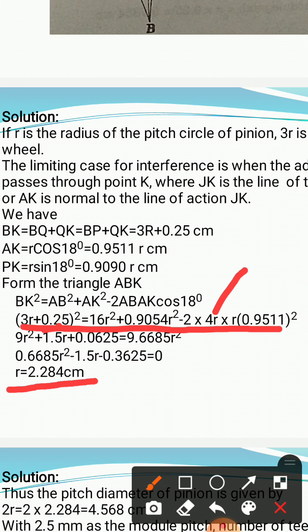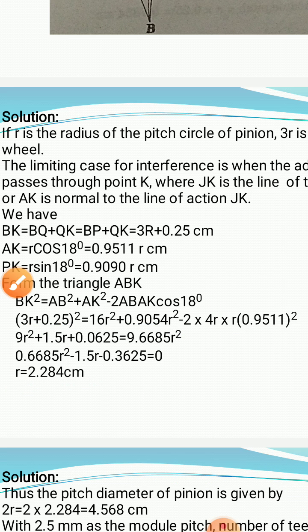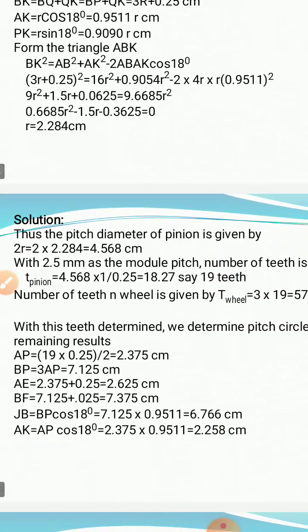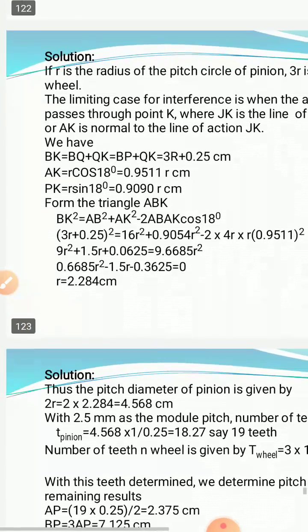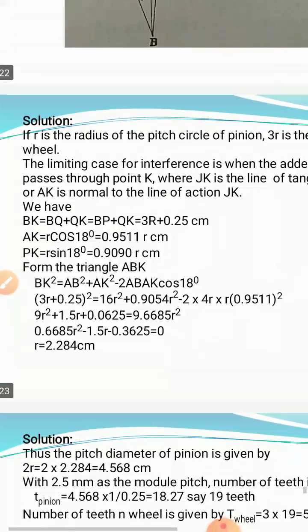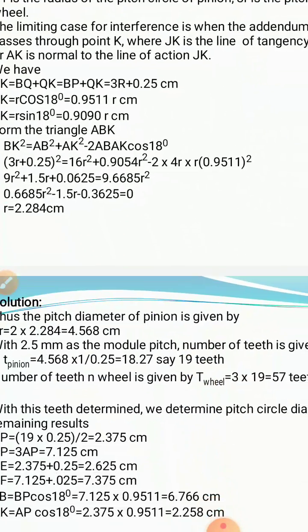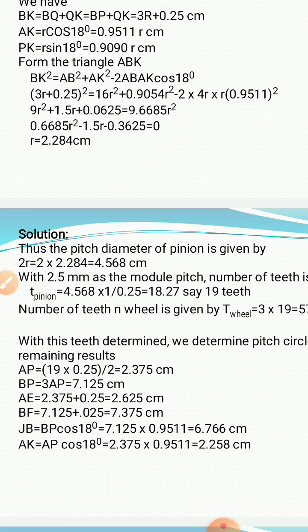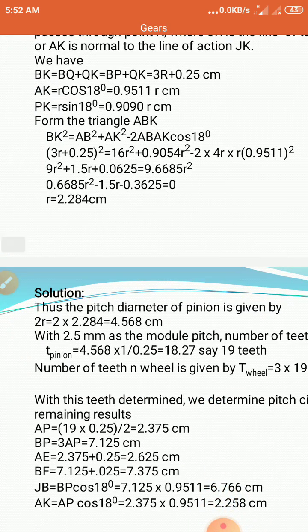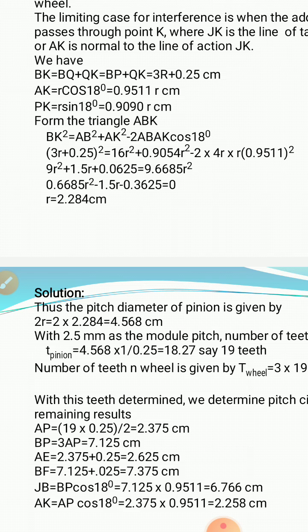Now as we have found this r value, we can find out the wheel pitch circle radius, which is 3 times of that r. So the wheel pitch circle radius is 3 into r.